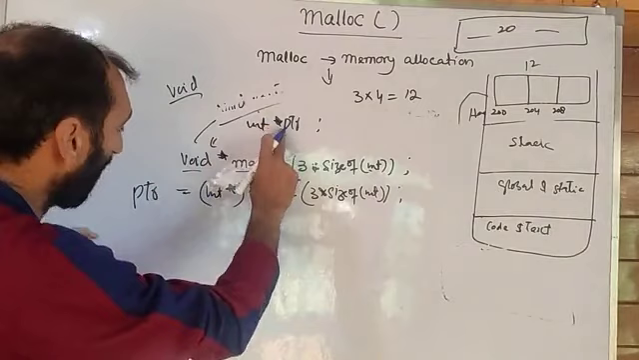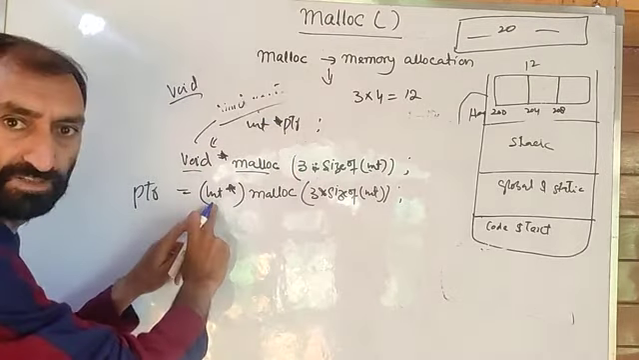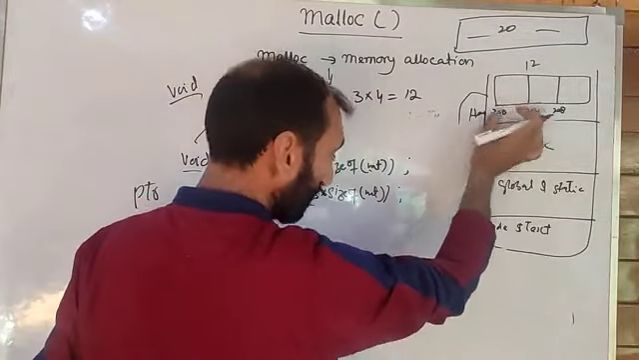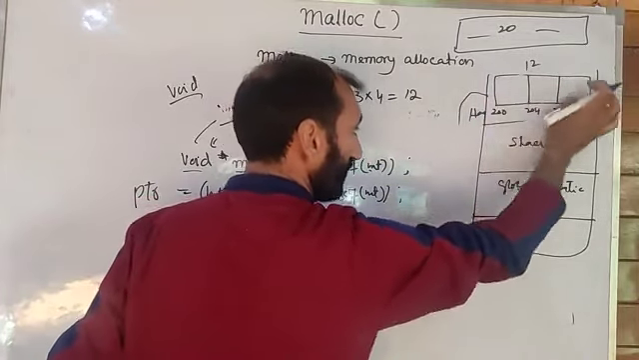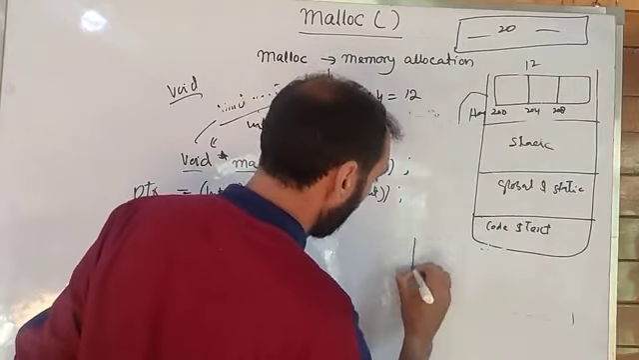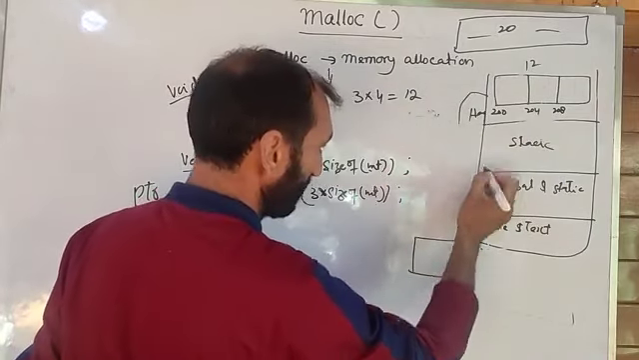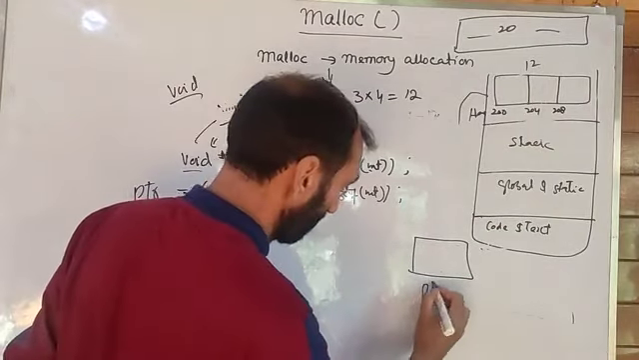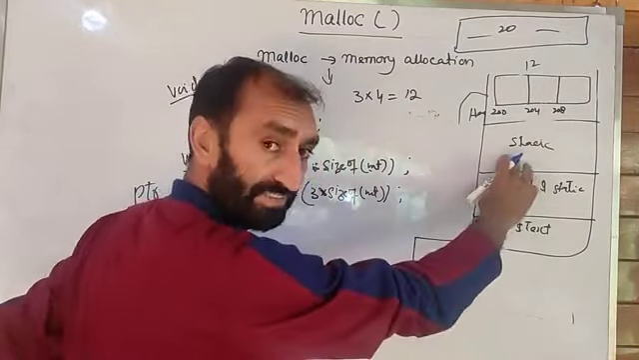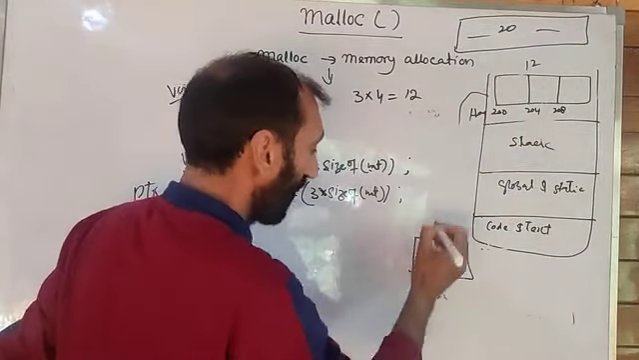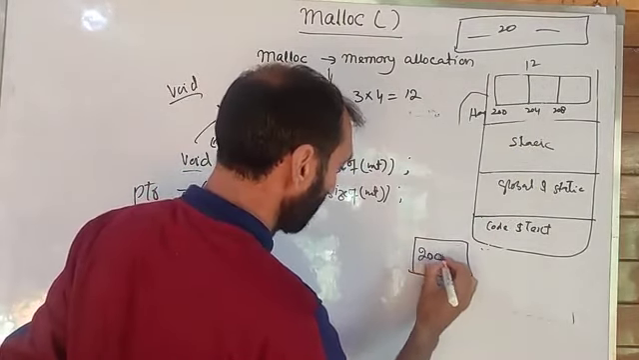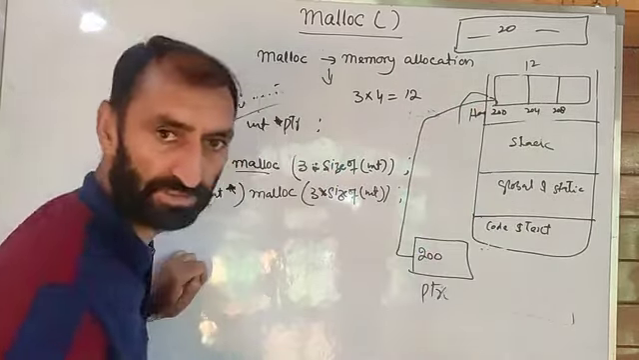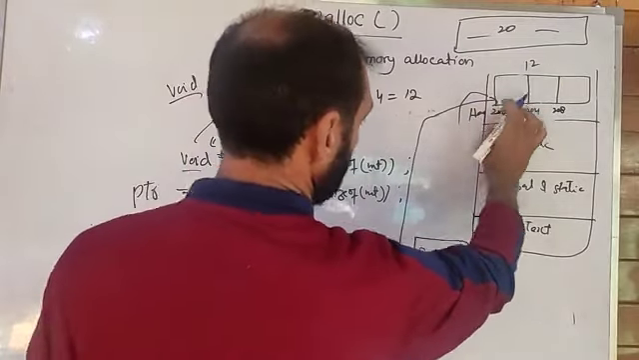Now this ptr stores the base address of the variable. The memory for this ptr is allocated from the stack, not from the heap. Now this ptr contains the address of the first byte of the memory allocated, that is, the address of this block.